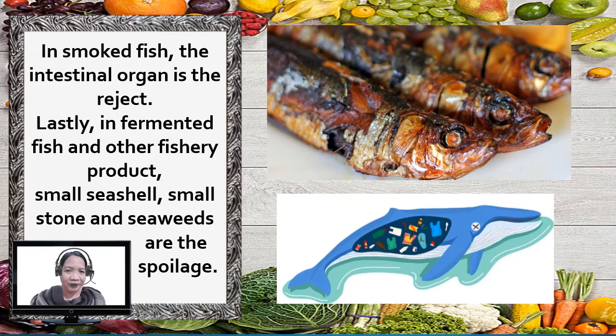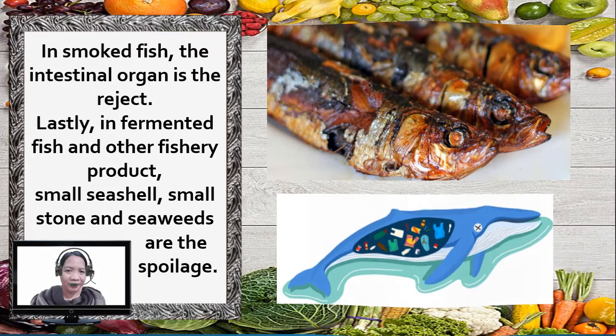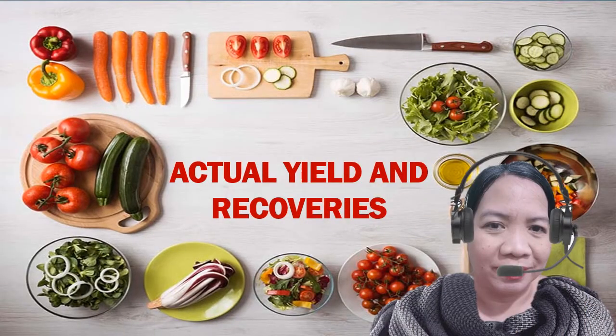Ang kabuoang timbang ng mga sangkap ng pinoprosesong pagkain ay hindi lahat nasasama dahil meron itong mga spoilage rejects o mga bahagi ng sangkap na hindi isinasama o itinatapon na lamang. Determining the spoilage rejects is very important in knowing the actual yield and recoveries. This actual yield and recoveries corresponds with computation. Let's find this out.